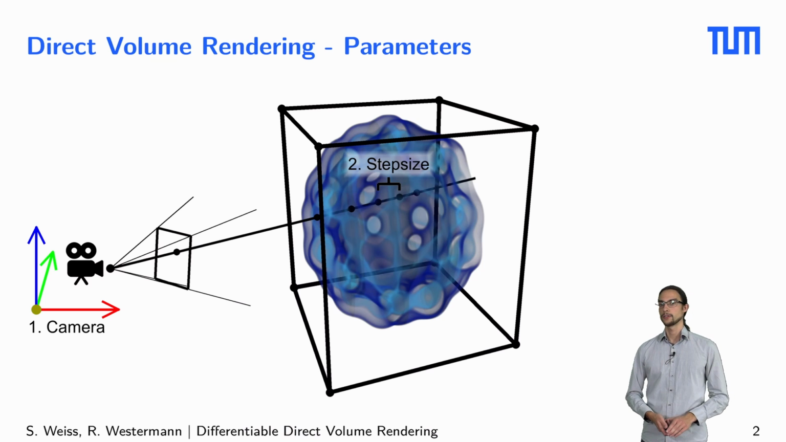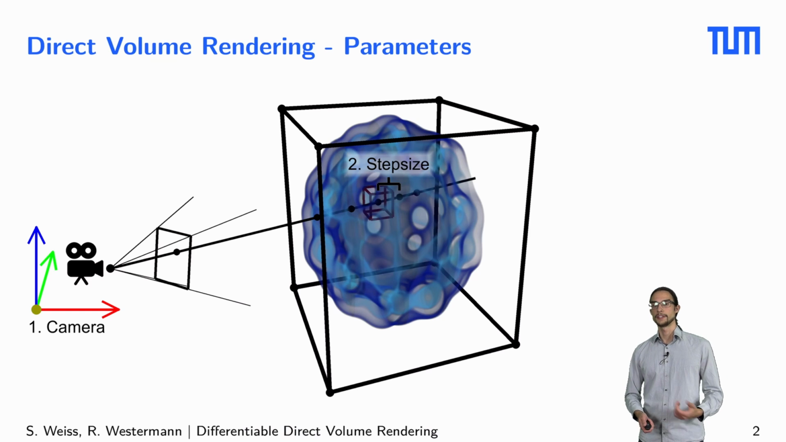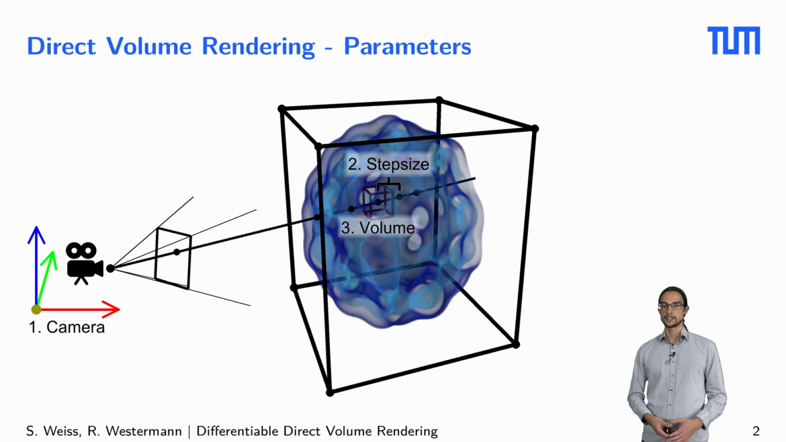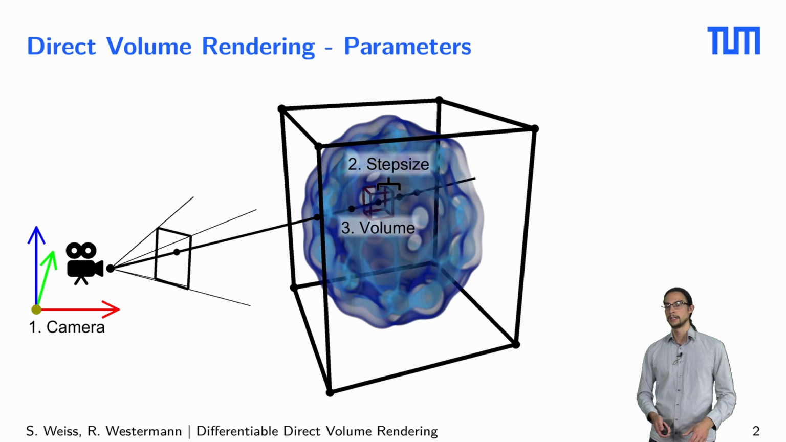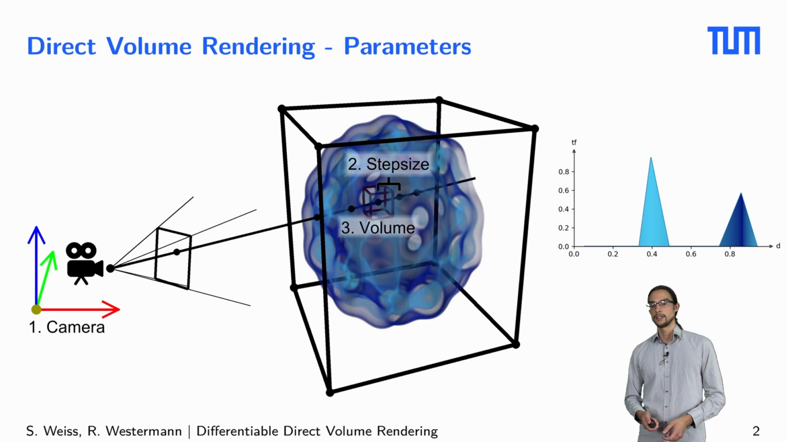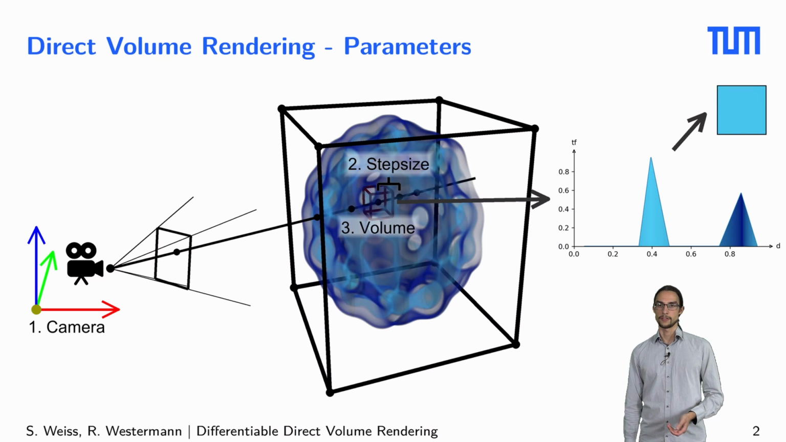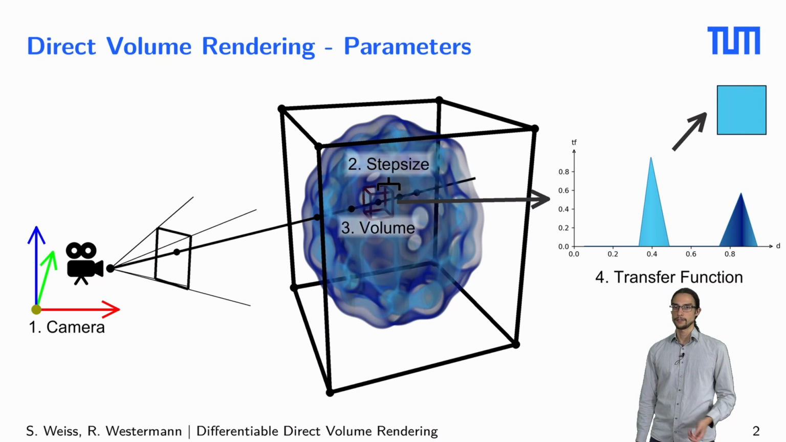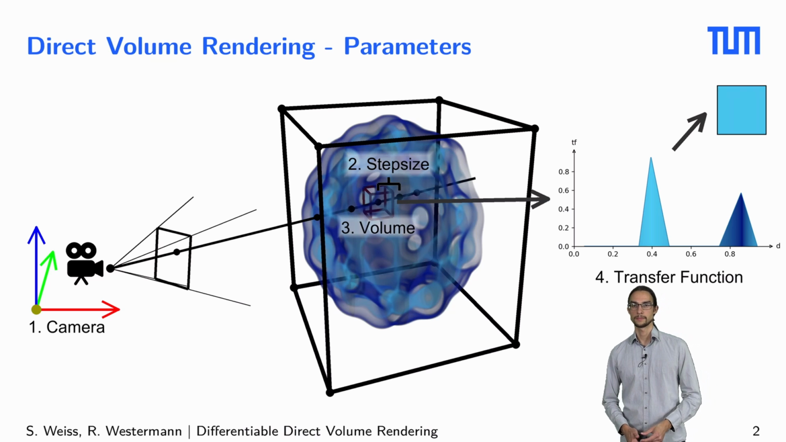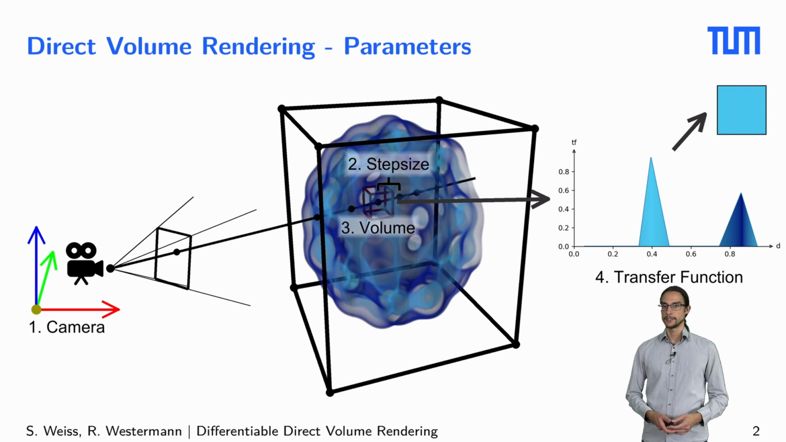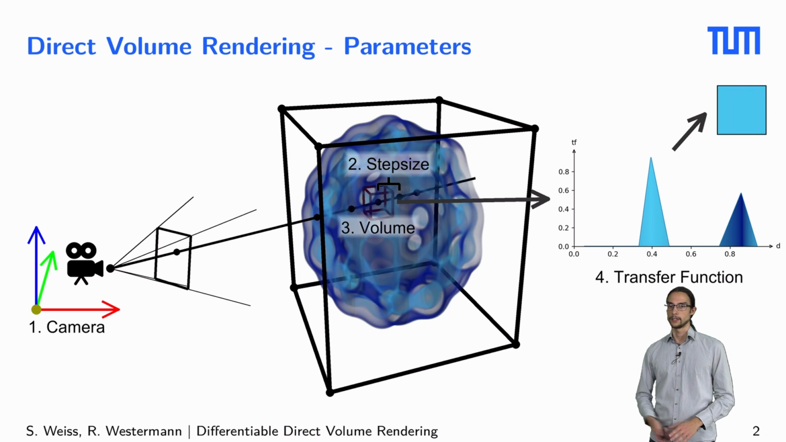Once we have the sample locations, the volume density, so a 3D grid of volume densities, has to be interpolated. And this is the third parameter. From these densities, we get the color, which is then blended together via the transfer function. And the transfer function is the fourth parameter. And all those four parameters are differentiable in our method.